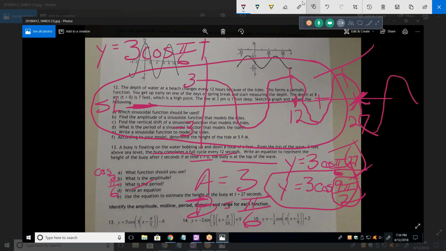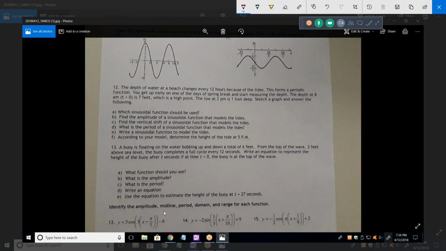All right. Now, let's look at these last few. I'm puzzled because I still don't see any questions. Okay, well, let's start with 13. What's the amplitude? 5. What's the midline? -6. Good. What is the period? So 2 pi over 3, right? So that's it, 2 pi over 3.